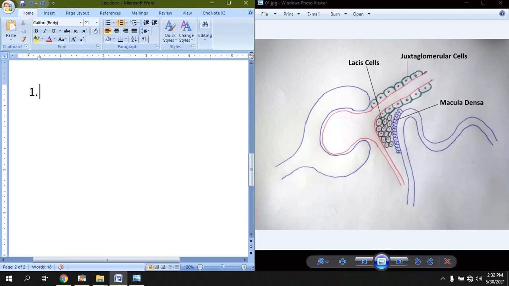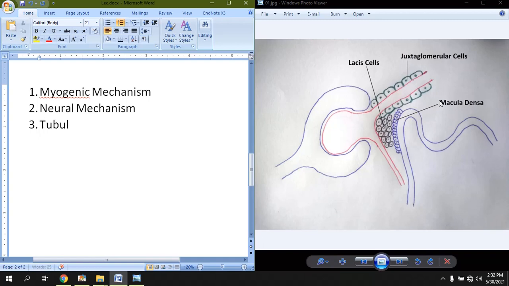Four mechanisms are there for the regulation of blood pressure and GFR. Number one, the myogenic mechanism. Number two, the neural mechanism. Number three, the tubuloglomerular mechanism. And number four, the hormonal mechanism. We are going to learn it one by one.